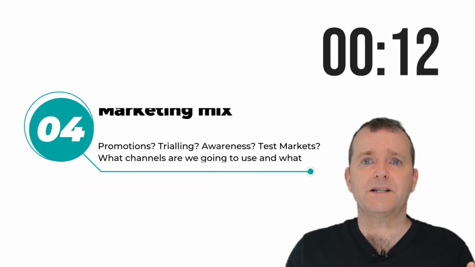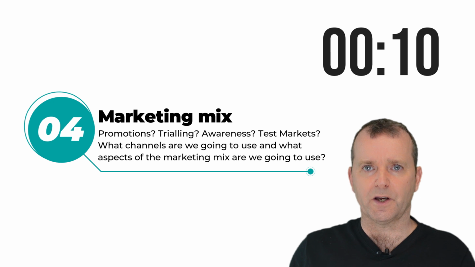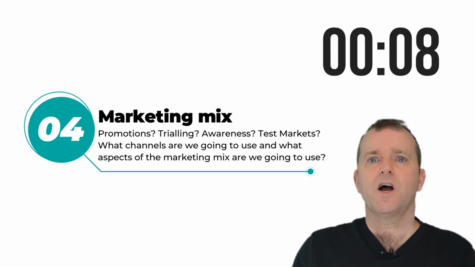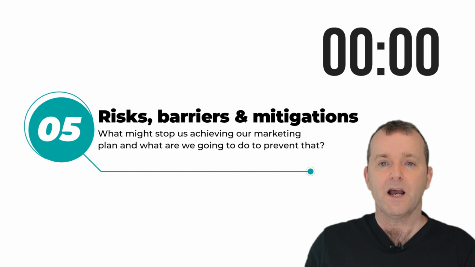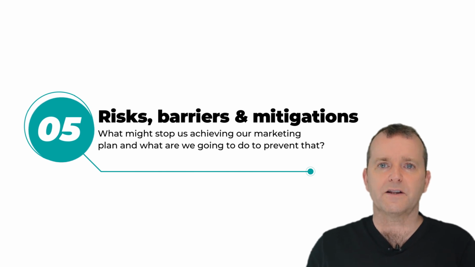Number 4, tangibly, what marketing mix are we going to use? Are we going to use promotions? Are we going to use trialing devices? Are we going to use advertising? And finally, what are the risks and barriers that might prevent this plan from happening? And what are we going to do to mitigate those risks now that we know them in advance?